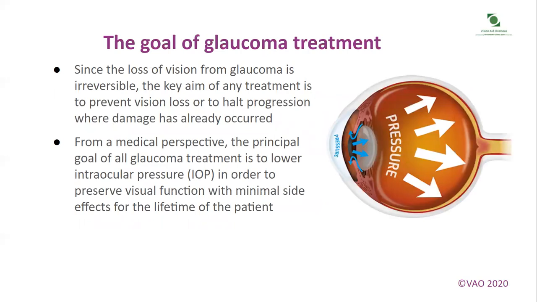Since the loss of vision from glaucoma is irreversible, the key aim of any treatment is to prevent vision loss or to halt progression where damage has already occurred. From a medical perspective, the principal goal of all glaucoma treatment is to lower intraocular pressure in order to preserve visual function with minimal side effects for the lifetime of the patient.